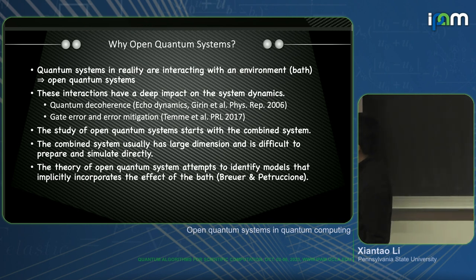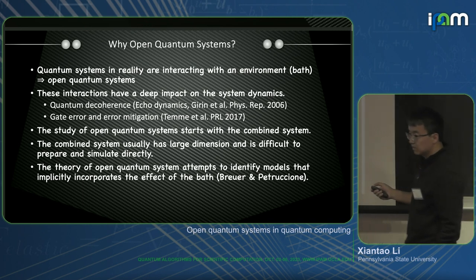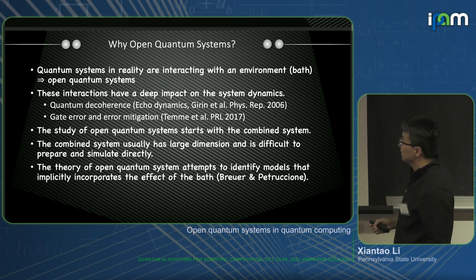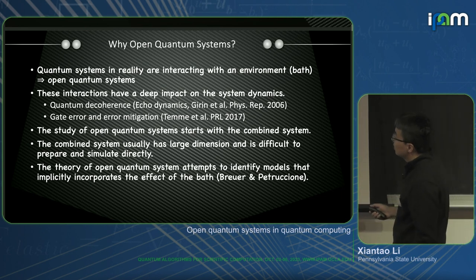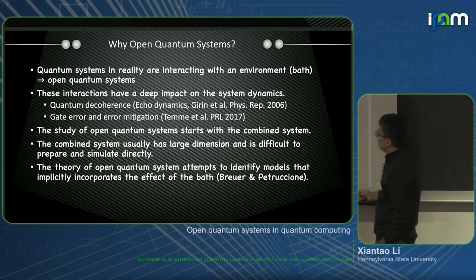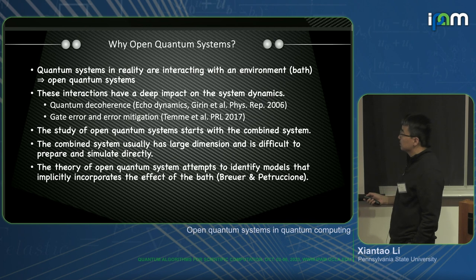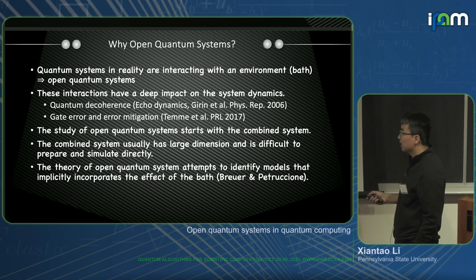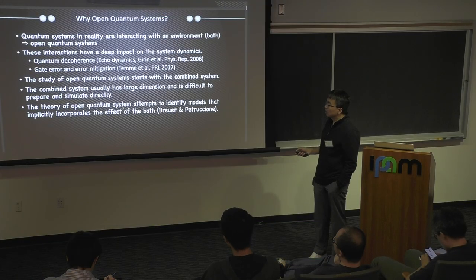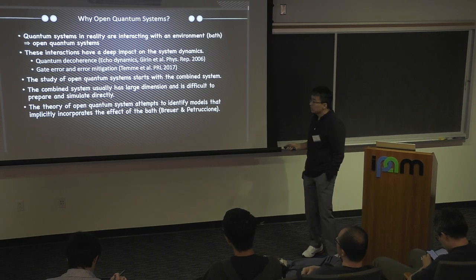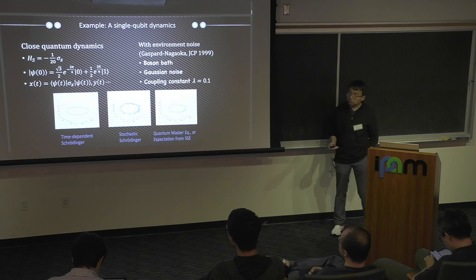And of course, simulating this directly is usually difficult, and I think Andres has this reference. I think that's a really nice reference to look into. Overall, the theory of open quantum systems is about identifying or deriving an appropriate model for your quantum system where you do not have to explicitly keep track of the bath degrees of freedom, right? So in a nutshell, that's kind of what is going on.